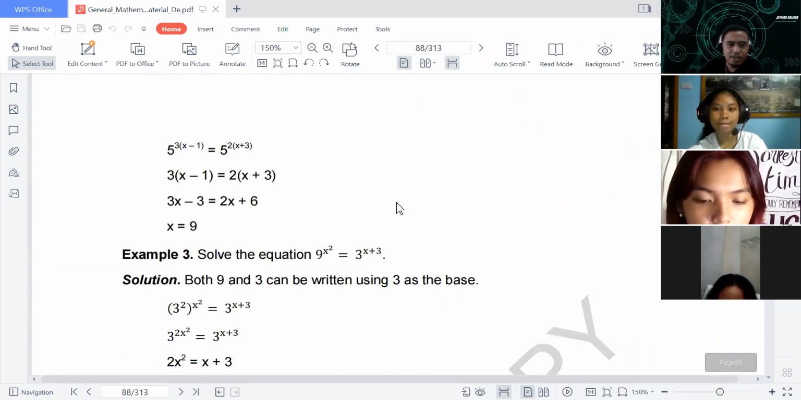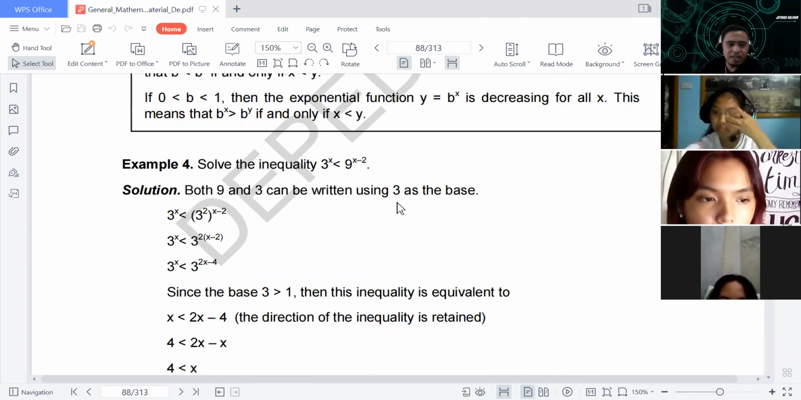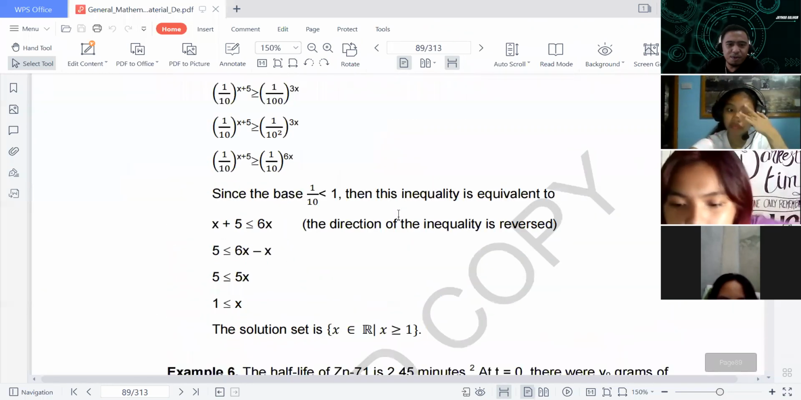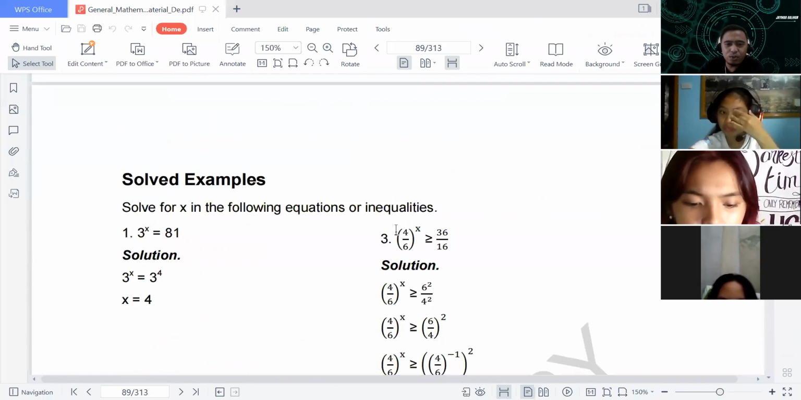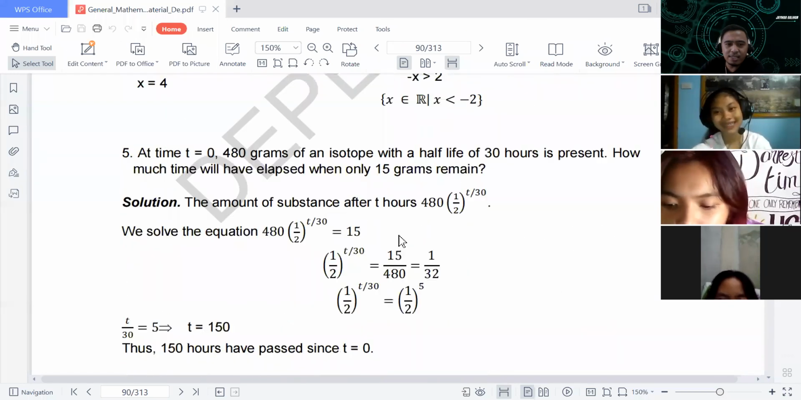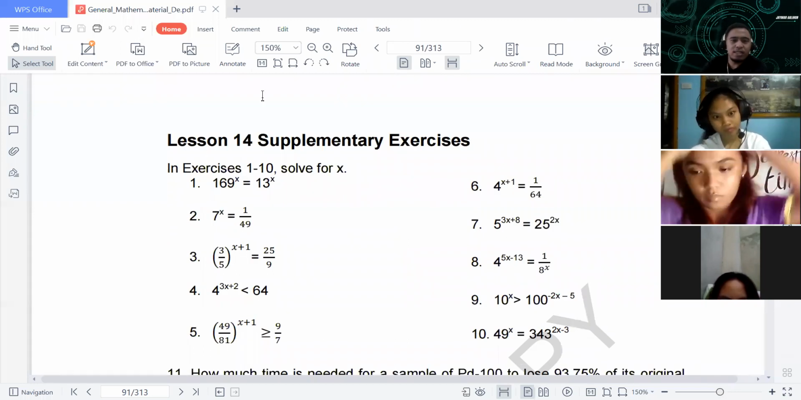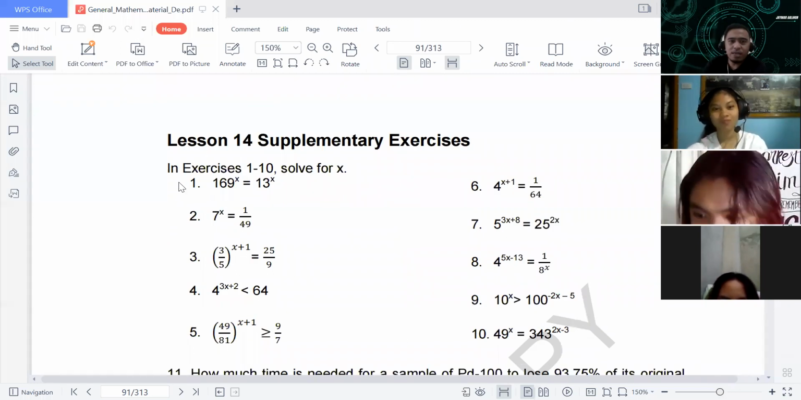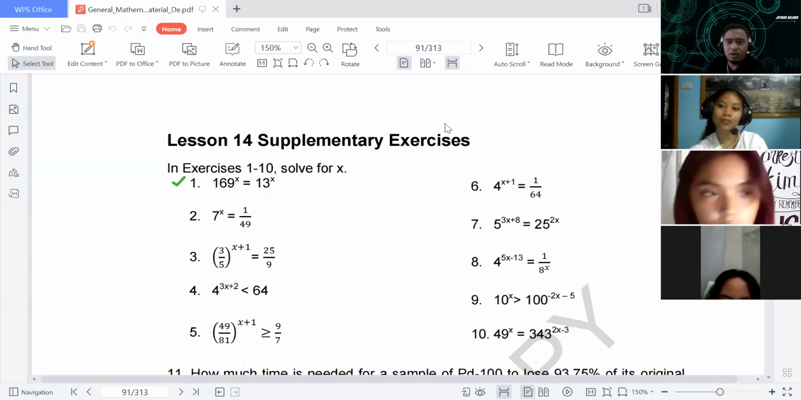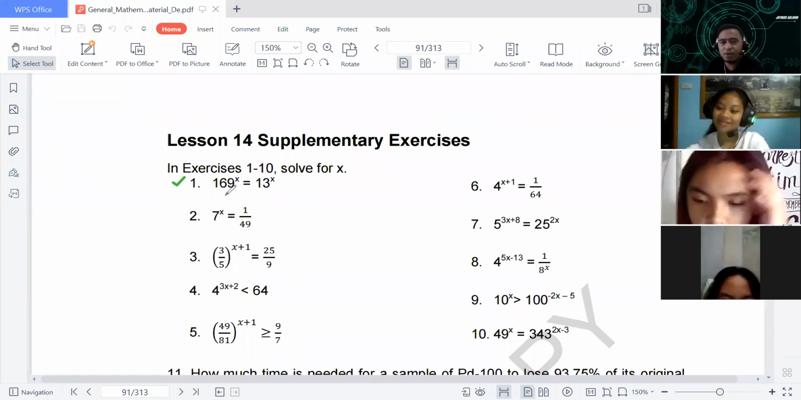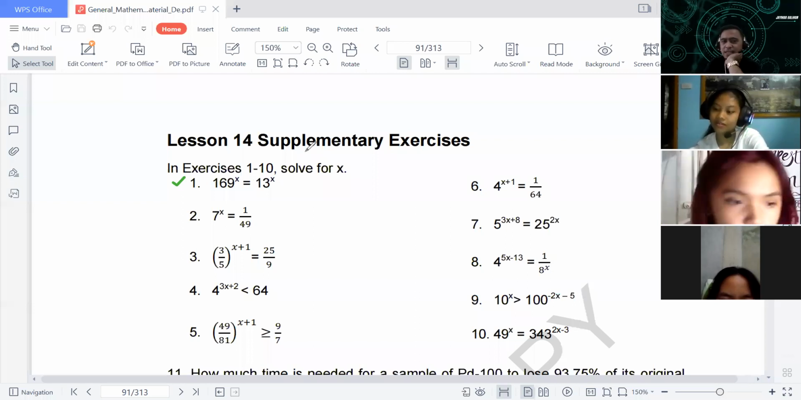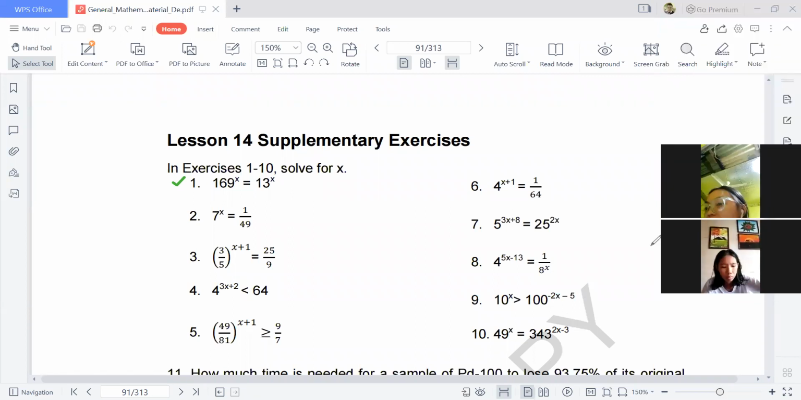Let us have more here. Before we go with exponential inequalities, let us go with here. Okay. So let us answer number 1. I want you to help me on answering number 1. Usa ka atong i-base dira di? Any suggestion? I want you to help me here. 13, sir.